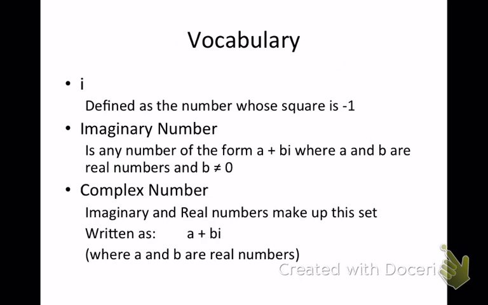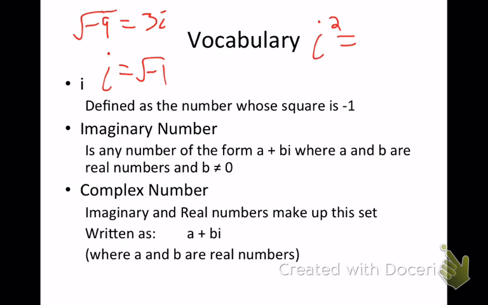Okay? So first thing here, we have i. i is defined as the number whose square is negative 1. So for example, we already know i equals the square root of negative 1. We've talked about that already. For example, let's say I have negative 9. What's the square root of negative 9? 3i. Great.